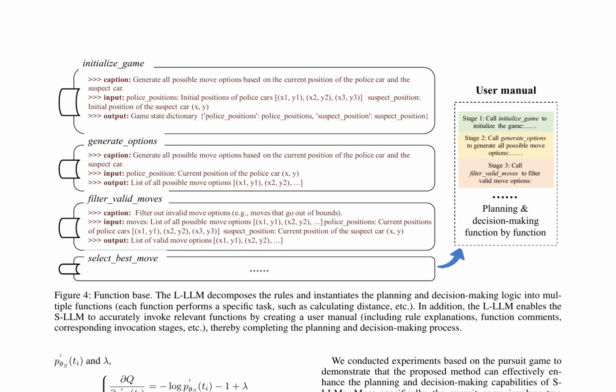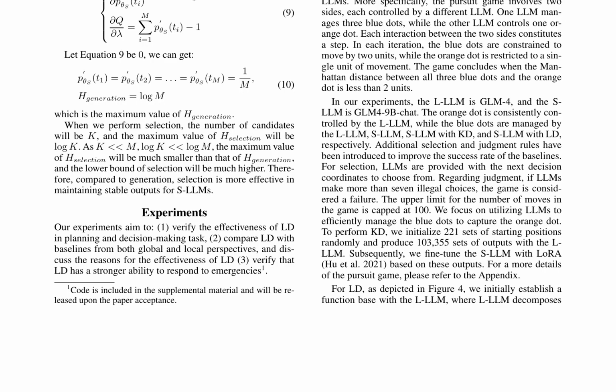Here is a combined summary of pages 5 and 6. The paper presents a novel approach to enhance the planning and decision-making capabilities of small language models, S-LLMs, using large language models, L-LLMs, as teachers. The L-LLM decomposes the rules and instantiates the planning and decision-making logic into multiple functions, creating a user manual to assist the S-LLM in learning how to utilize these functions. This approach, called learning from decomposition, LD, enables the S-LLM to comprehend the logic of the L-LLM and execute planning and decision-making processes function by function.